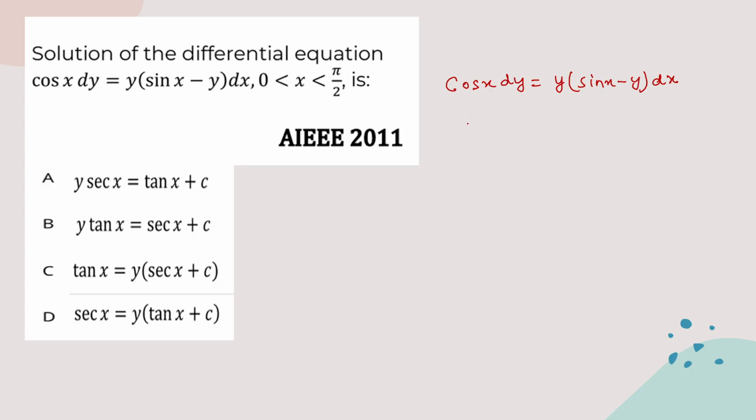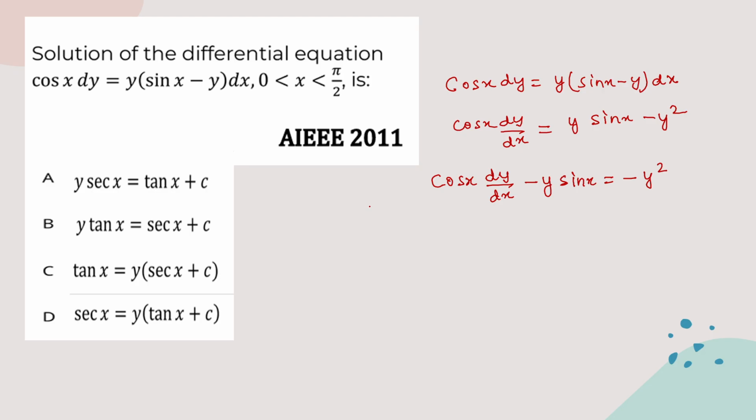Right. So we will write it like this: cos x into dy by dx. Take the dx to the denominator on the left side, and on the right side you will be getting y sin x minus y square. Now if we take cos x into dy by dx as it is, and take the y sin x to the left side, on the right side you will be getting minus y square.